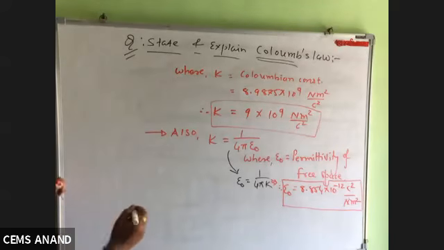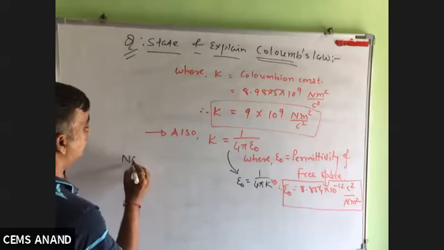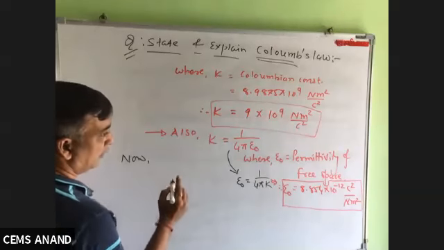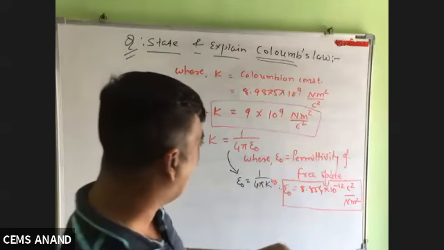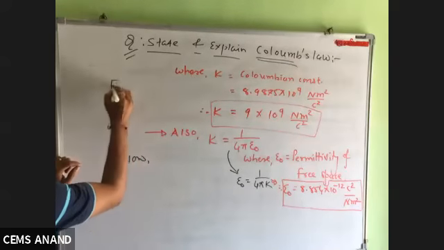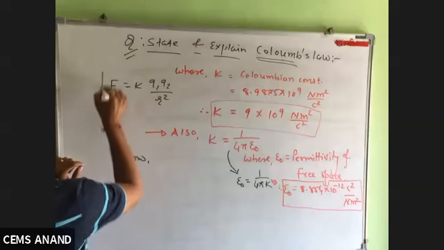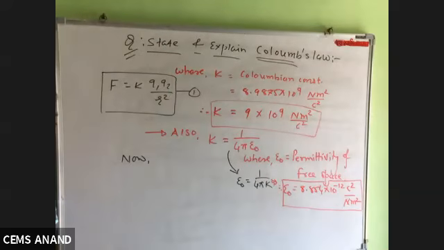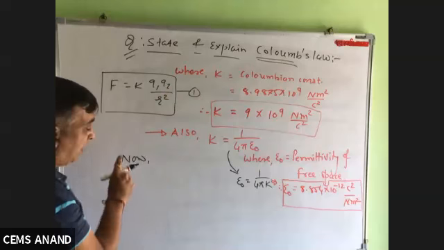So according to our knowledge of Coulomb's law, please give number 1 to that formula. F equals K Q1 Q2 upon R square in this theory. Please write equation 1 over there. Please do this.